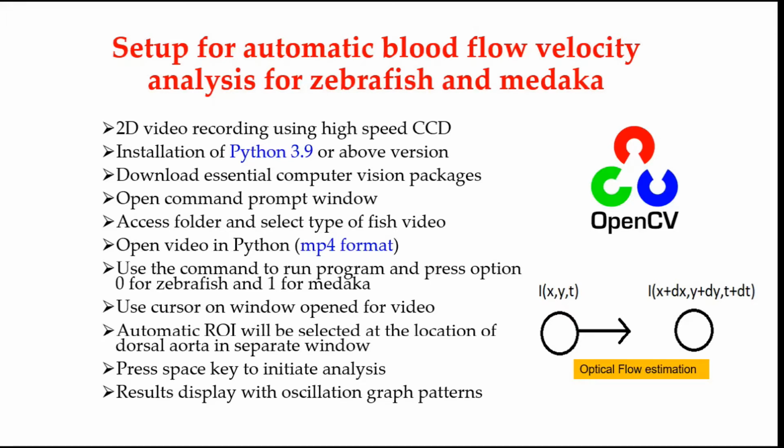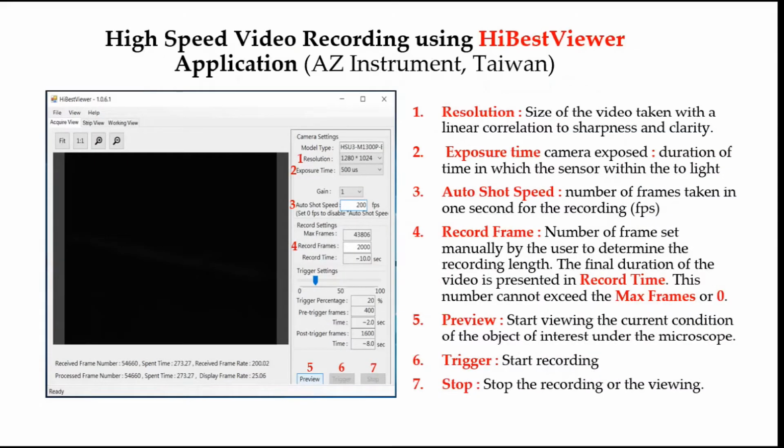Using the cursor on the window that opened with the video, you will next automatically see the ROI selection for the location of the dorsal aorta, presented in a separate window. With this feature there is no need to select the ROI manually every time you need to perform the analysis. Then simply open the command prompt window.